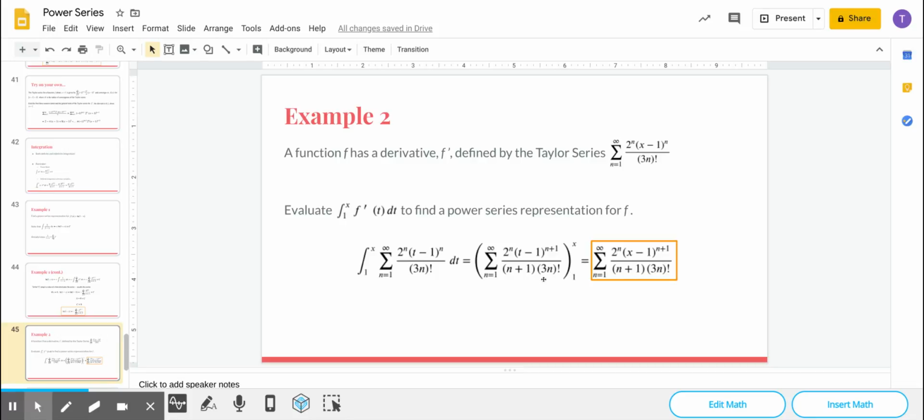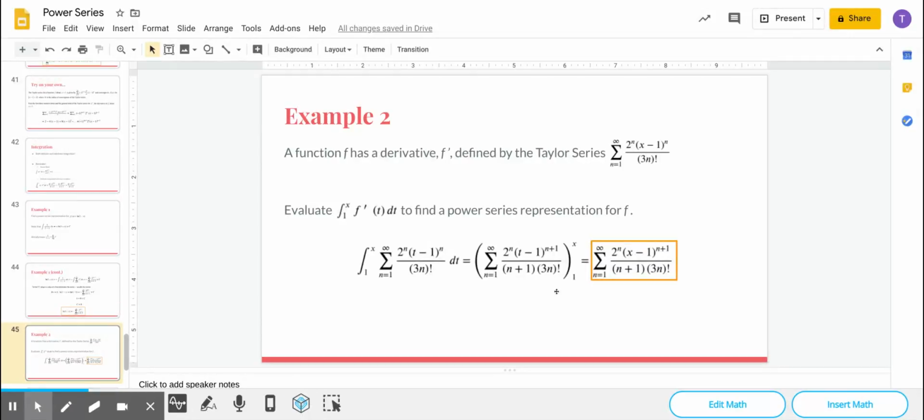I do that using the power rule. I add 1 to the exponent, so n plus 1, and then divide by that same exponent, so there's my n plus 1 down here. And so here's what I'm left with. I have to evaluate that from 1 to x. The first thing I do is replace all my t's with x's, so t minus 1 gets replaced with x minus 1.